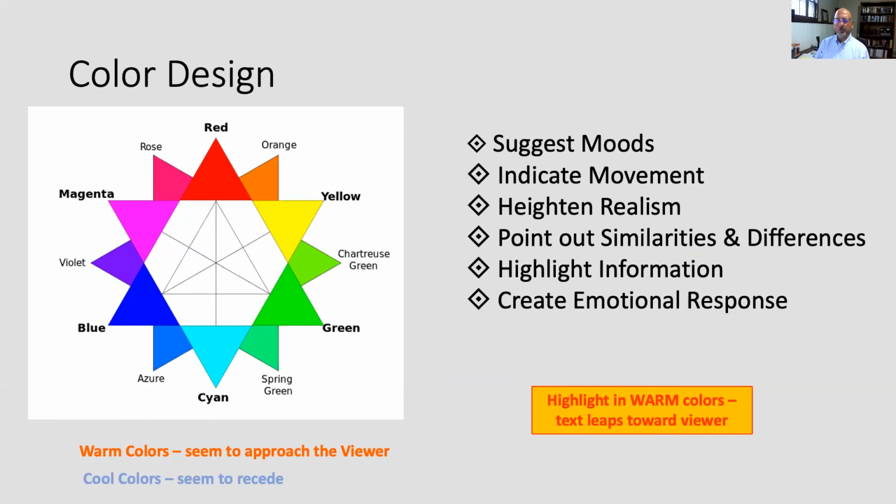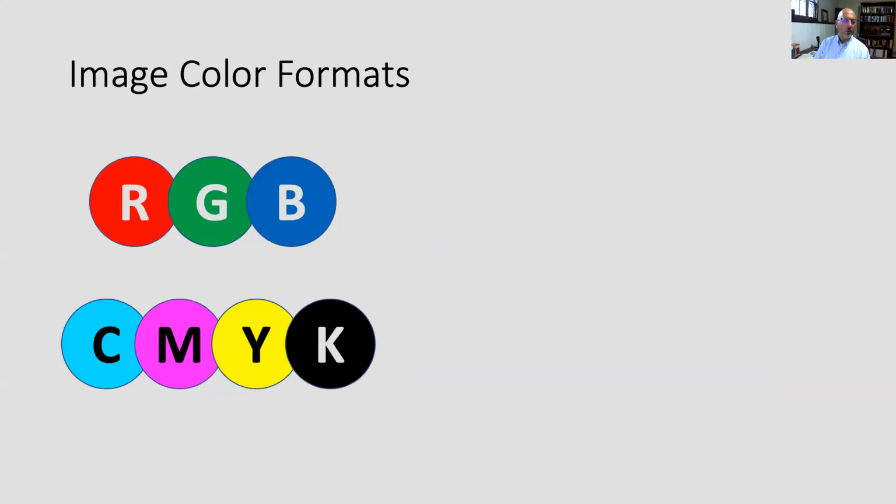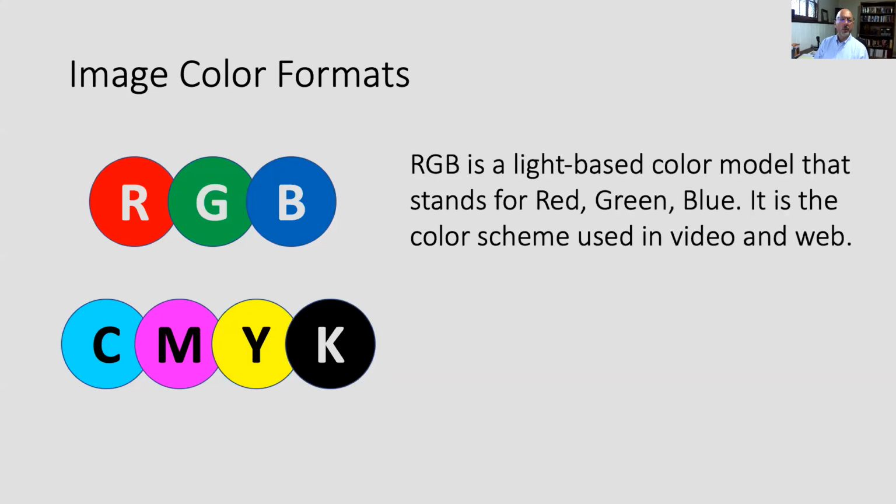Now, I told you about different color modes. Told you about red, green, blue, or RGB, and CMYK, which is cyan, magenta, yellow, and black. And those color schemes, color modes, are used for very different purposes. For instance, RGB is a light-based color mode. Sorry, it should be mode, not model. It stands for red, green, blue, and this is the color scheme that is used for the web and for video. So anytime we're dealing with electronic screens or electronic images, we're going to use an RGB color scheme.